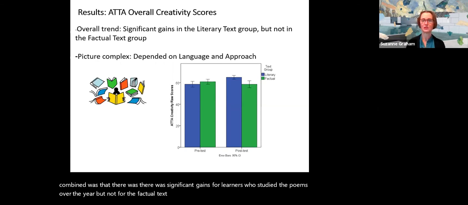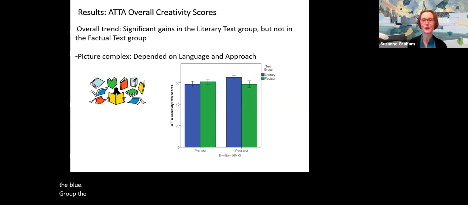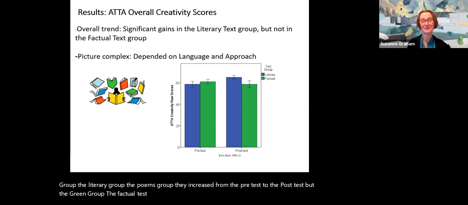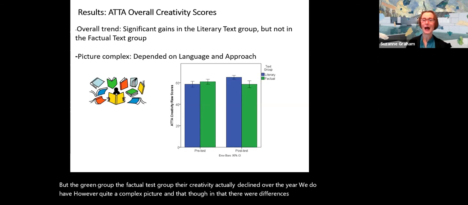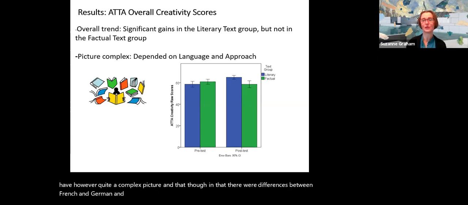And you can see from this graph, hopefully, that the blue group, the literary group, the poems group, increased from the pre-test to the post-test, but the green group, the factual test group, their creativity actually declined over the year. We do have, however, quite a complex picture, in that there were differences between French and German and the teaching approach that the learners experienced in different phases.